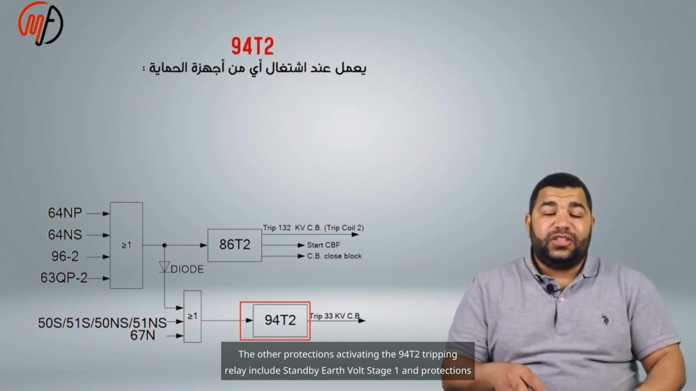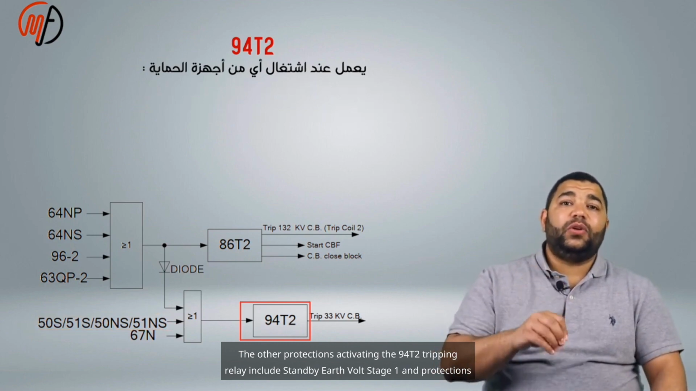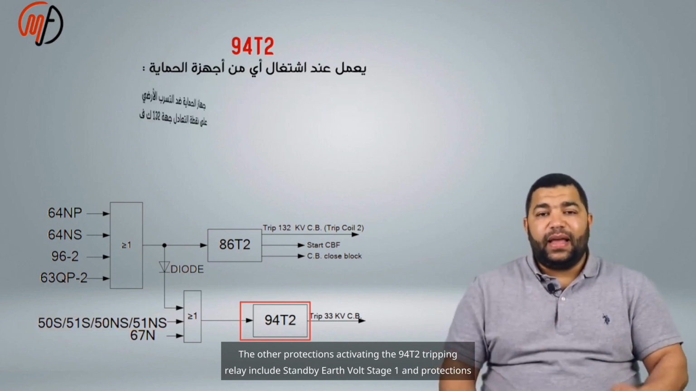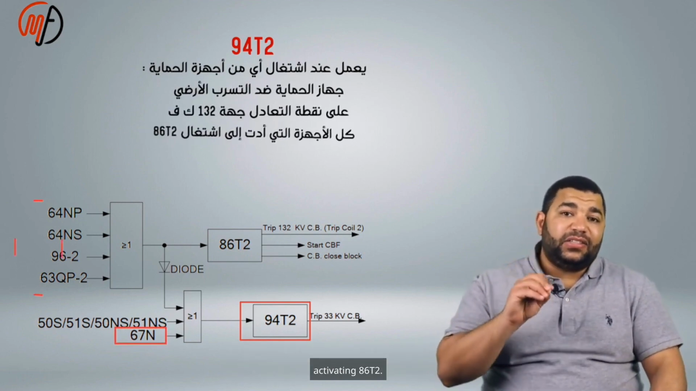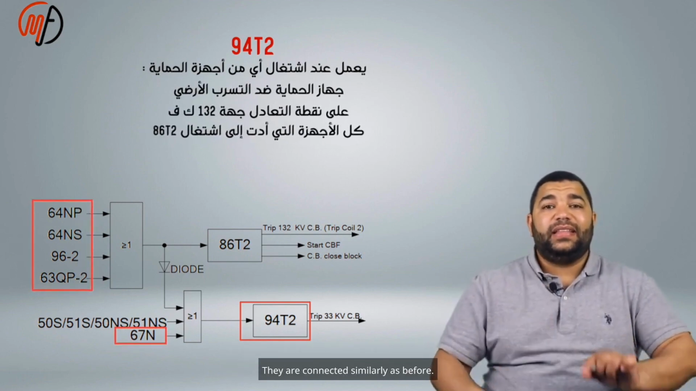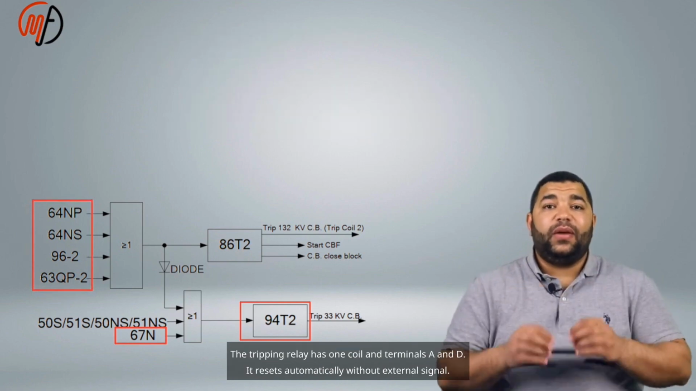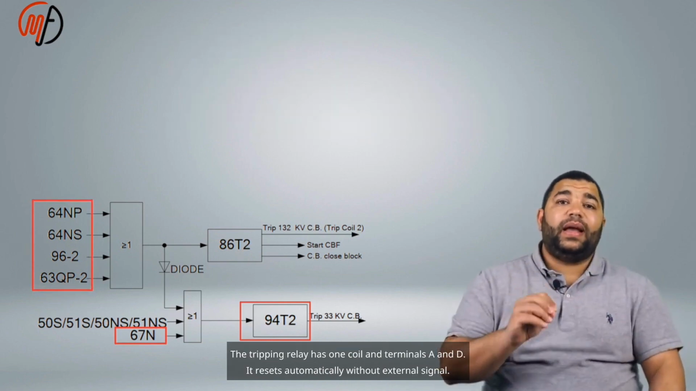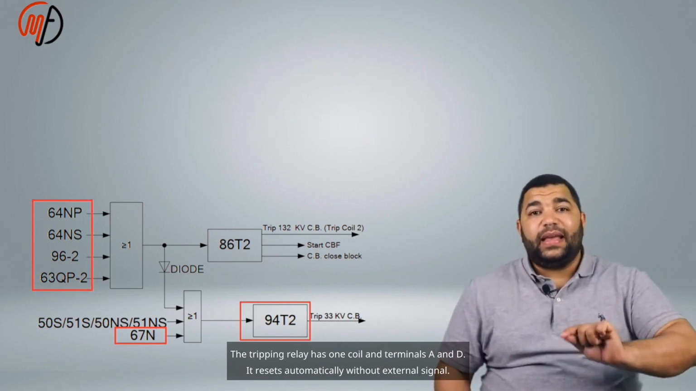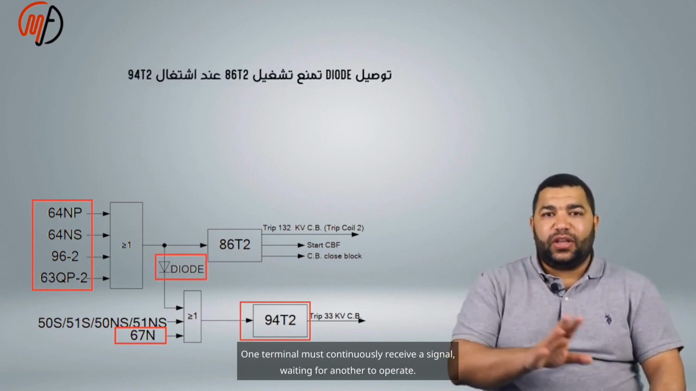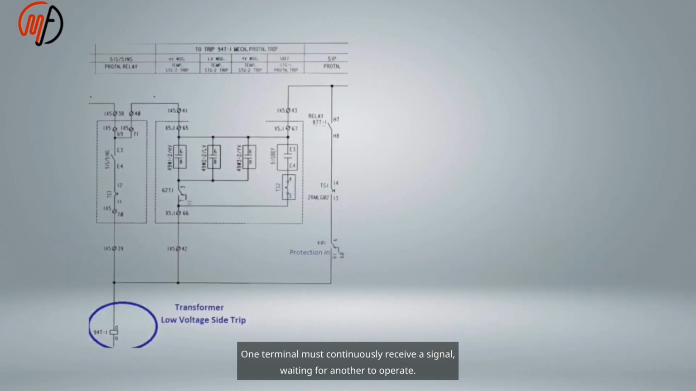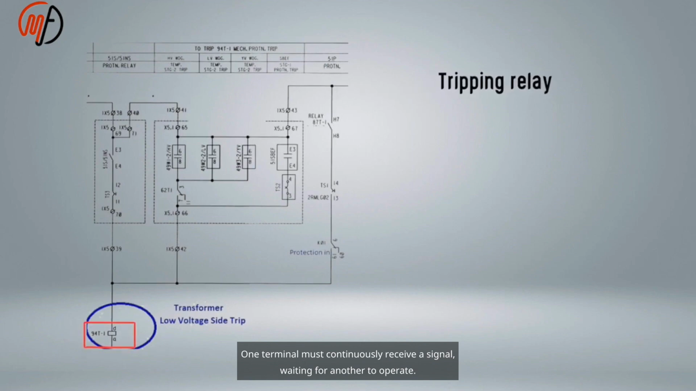The other protections activating the 94T2 tripping relay include standby earth volt stage 1 and protections activating 86T2. They are connected similarly as before. The tripping relay has one coil and terminals A and D. It resets automatically without an external signal. One terminal must continuously receive a signal, waiting for another to operate.